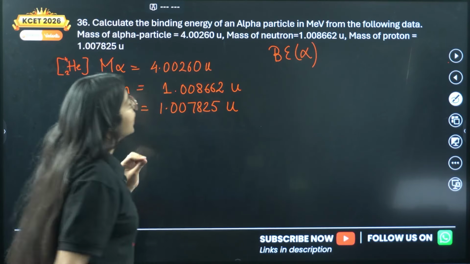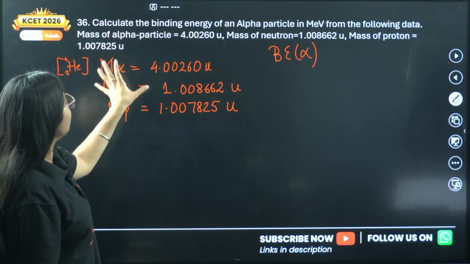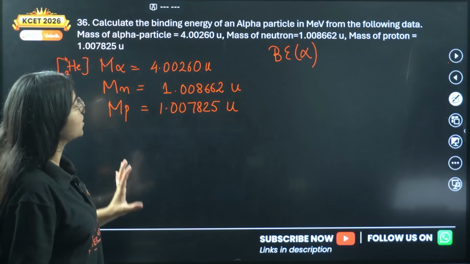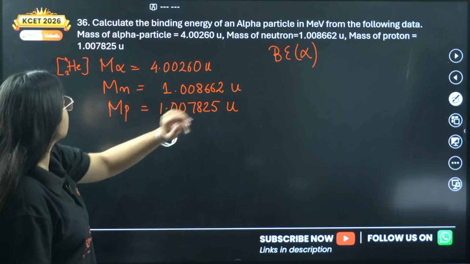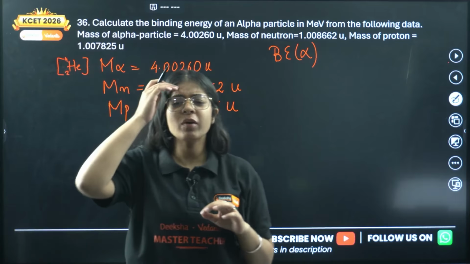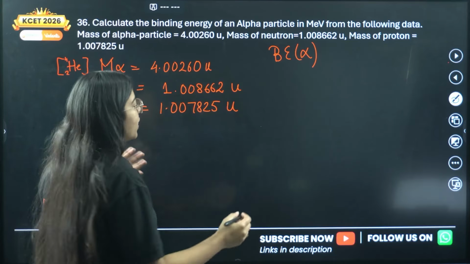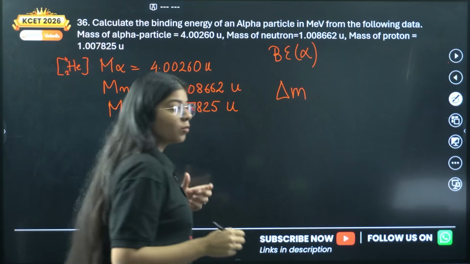Calculate the binding energy of the alpha particle in MeV from the following data. We are given the mass of the alpha particle as 4.0026 u, the mass of a neutron as 1.008662, and the mass of a proton as 1.007825. Now, we clearly know we can calculate this with the help of the mass defect. Do you remember the formula of mass defect?